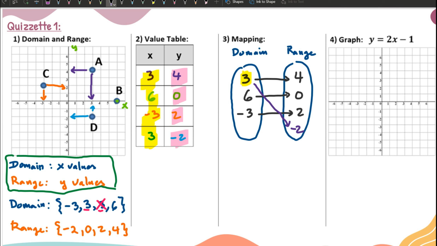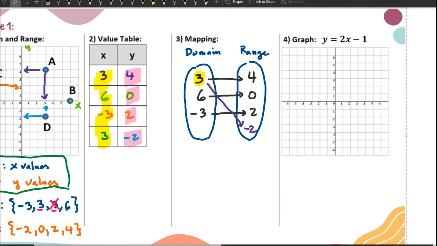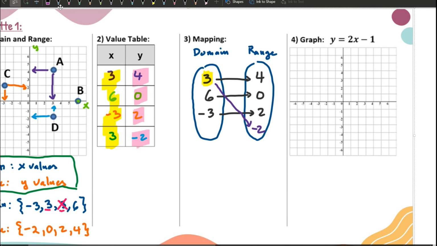Number 4. Number 4, bring back from what you learned in 7th grade. How do you graph a linear equation? You may be working with the proportion equation, how to graph a proportion equation. So right now you're going to graph the equation with the y-intercept.